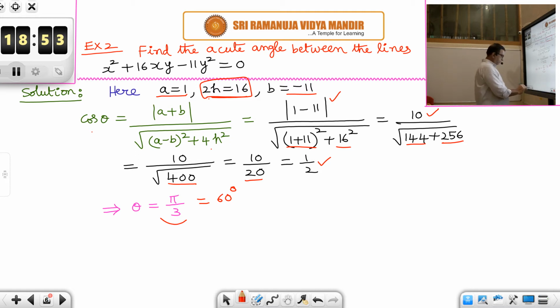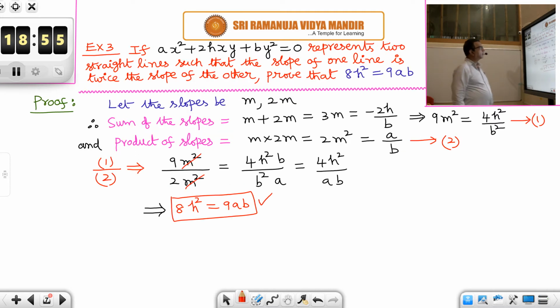Let us see the next example number 3. If ax square plus 2hxy plus by square is equal to 0 represents two straight lines such that the slope of one line is twice the slope of the other, then prove that 8h square is equal to 9ab.